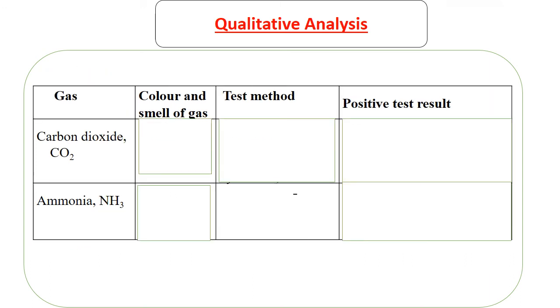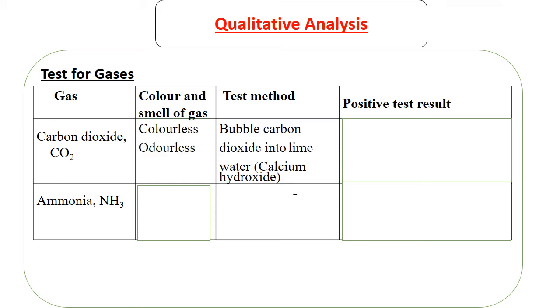We go to carbon dioxide. What's the color and smell of carbon dioxide? Again, colorless and odorless. How do we test? You bubble carbon dioxide into lime water. Lime water, the chemical name is calcium hydroxide. So you bubble carbon dioxide into calcium hydroxide and it will turn the lime water milky.